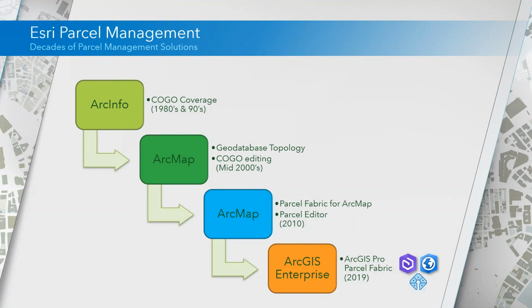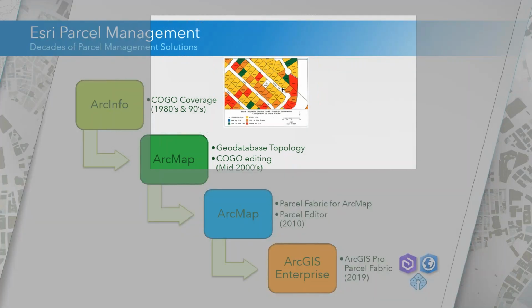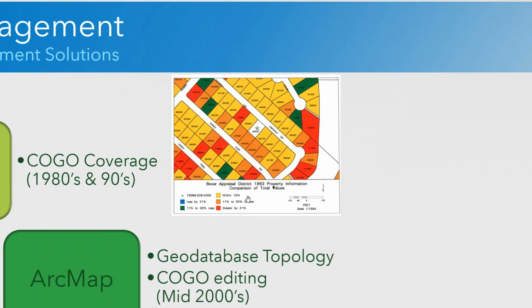So, if we start looking at the solutions that Esri has done for decades, it goes back to ArcInfo back in the 80s and 90s. This is where I first started doing land record management. And we had something back then known as the coverage format. And the coverage format was great for mapping land records and parcels. It had a COGO component, which meant I could take a description produced by a deed or a surveyor and accurately put that into my system. It was great, but it had some limitations.